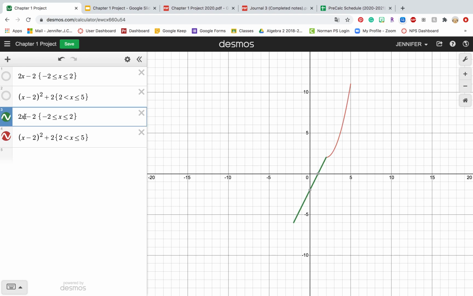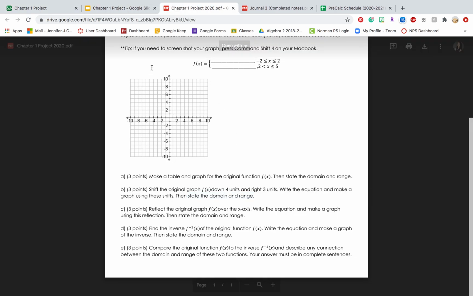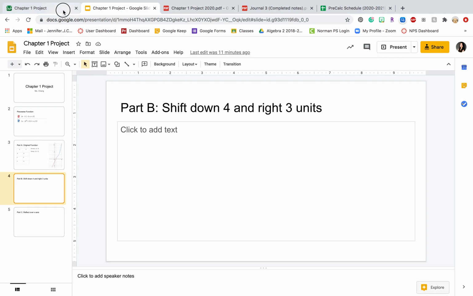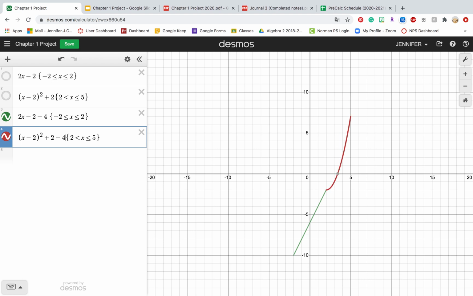So like it says in the directions, I need to shift it down. And so how many units down? I have to shift it 4 units down. So if I want to shift it 4 units down, you might remember this as looking at the equation and subtracting by 4. So if I do a -4 here, it's going to bring it down. Notice how this curve went down. And I'm going to do the same here for my quadratic. I'm going to -4 on the outside of the parentheses to shift it down.